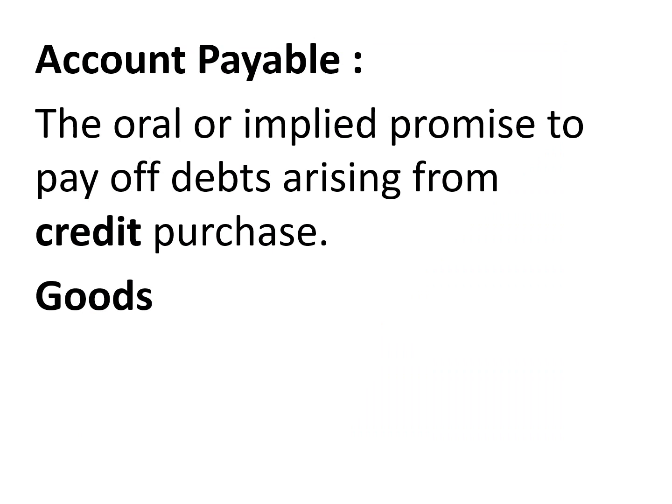So now, what is accounts payable? Accounts payable is the oral or implied promise to pay off debts arising from credit purchases. We purchase some goods for selling, and if we purchase those goods on credit, definitely we will pay money to the supplier.